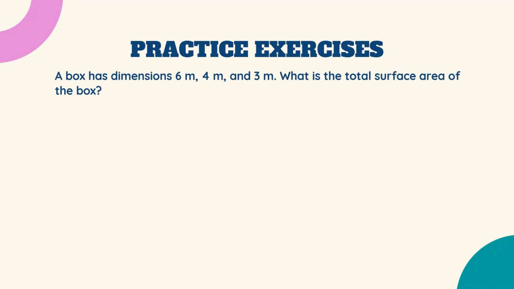A box has dimensions 6 meters, 4 meters, and 3 meters. What is the total surface area of the box? A. 72 square meters, B. 108 square meters, C. 132 square meters, and D. 144 square meters. What do you think the answer is?